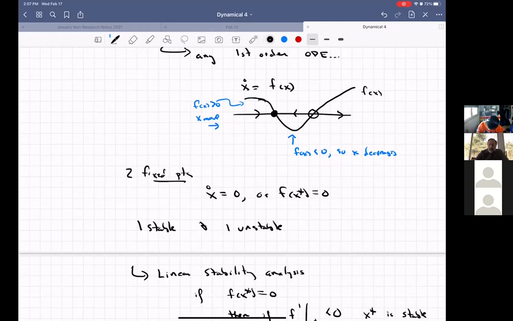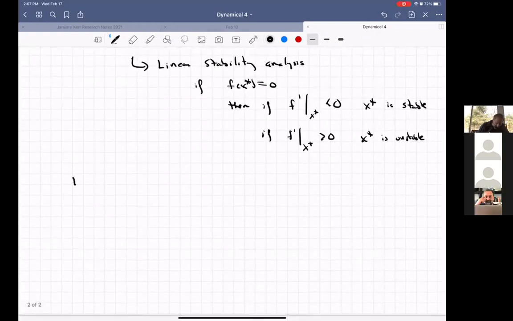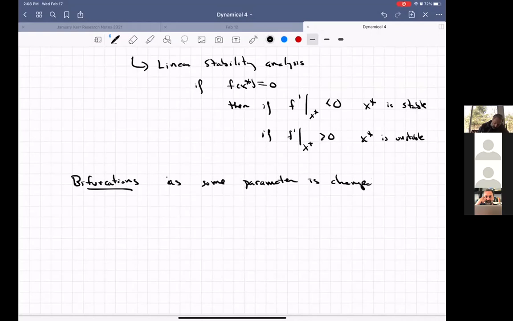Good here. And now the key is to really think about the idea of bifurcations, right? So the idea of bifurcations is, as some parameters change, we have a markedly different flow. So we don't just mean it went a little faster, it went a little slower, this thing happened a little bit differently. The flow is dramatically different.